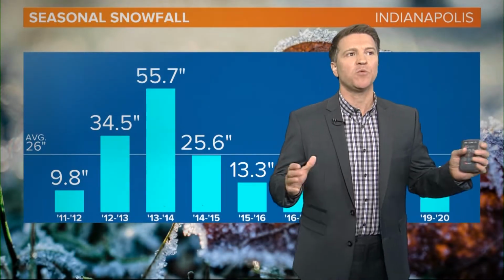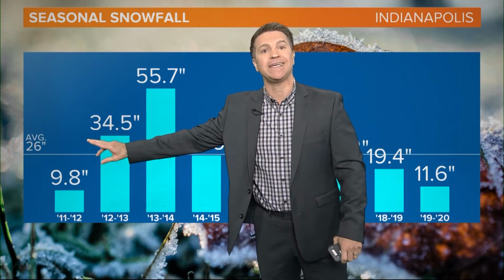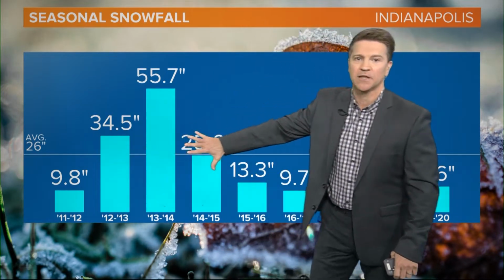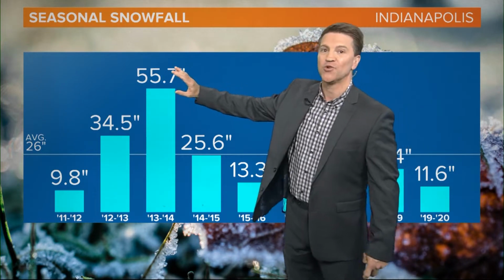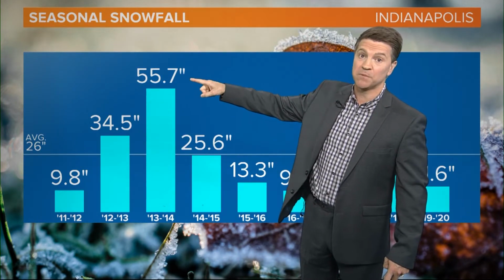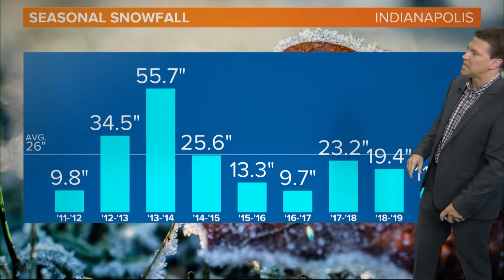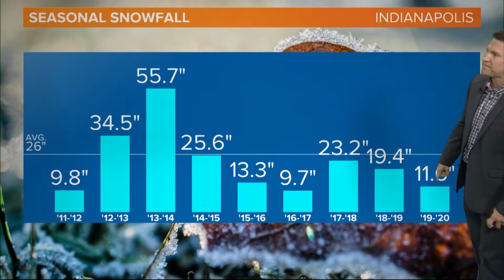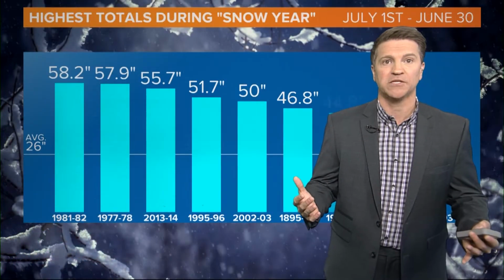So how much snow do we typically see in an average winter in central Indiana? 26 inches. I've plotted the last 9 winter seasons for us here. So you have to go all the way back to 2013, 2014 to get an above average winter, and that was a big one. That was almost 56 inches. That's a historical winter for us. But you can see the last several have been fairly wimpy for the most part. And we'll see what this particular winter brings for us.